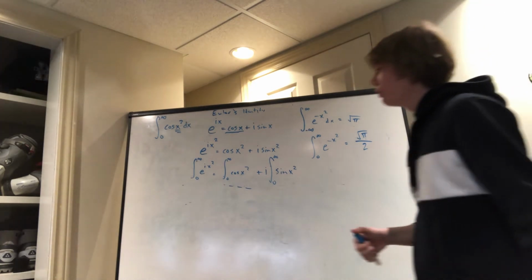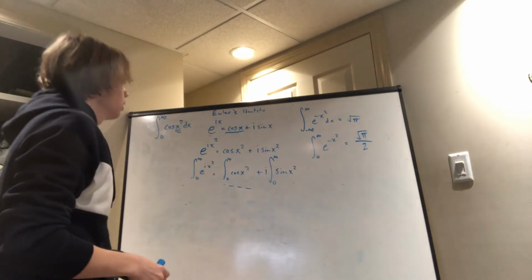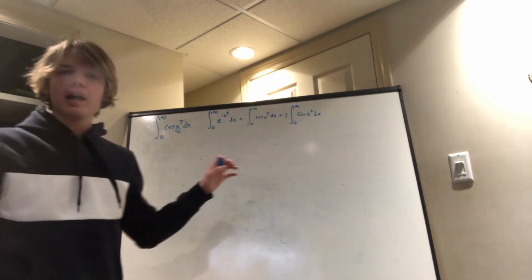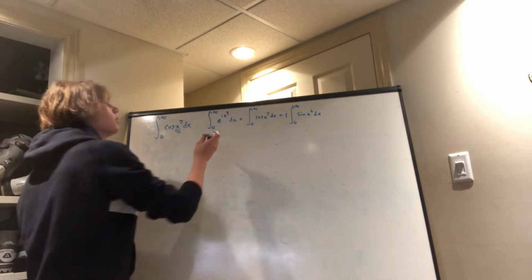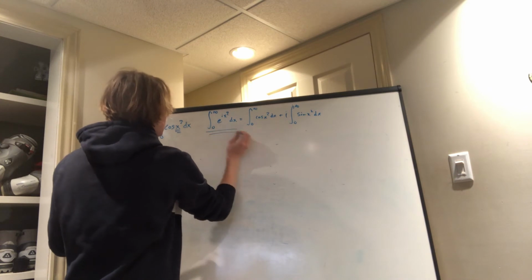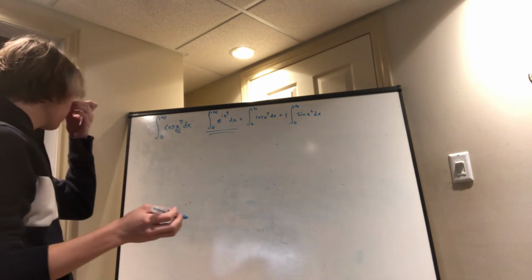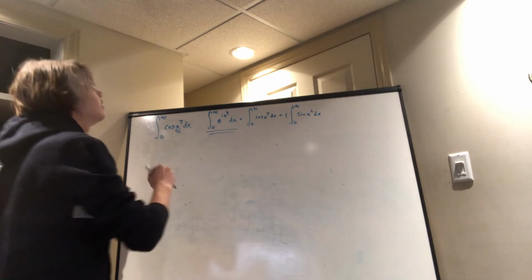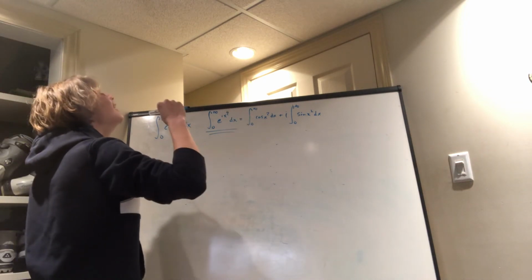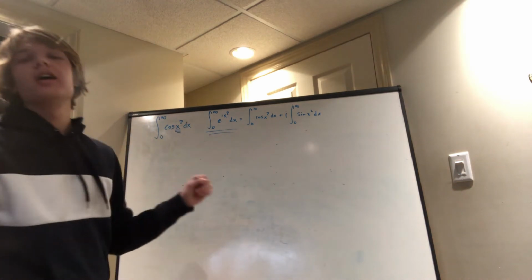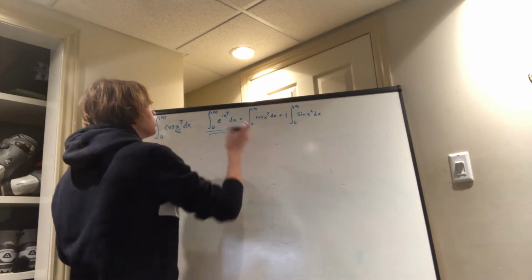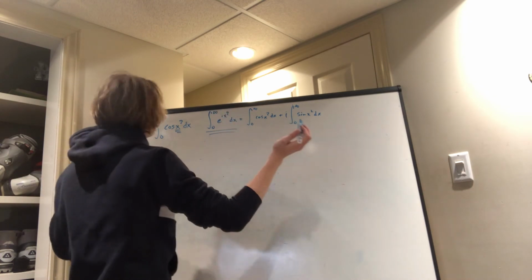Now, let me clean this up. And now we want to just evaluate this one, because it seems the easiest. Alright, so we want to get this in the form of e to the minus x squared. And how can we do that? This is the illegal move that a lot of people will not like. But if it works, it works.